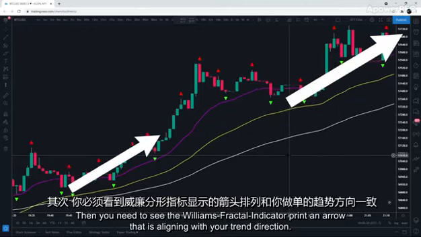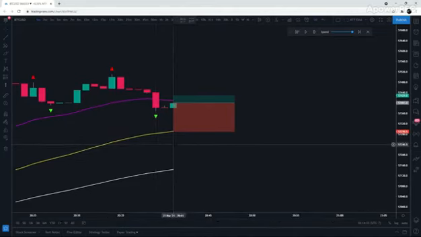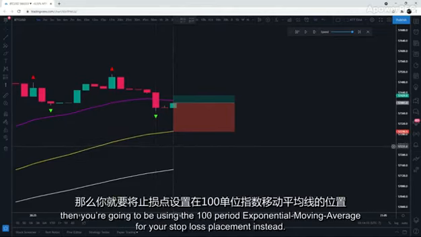If price goes below the 50-period exponential moving average, then prints a Williams fractal arrow to give you an entry signal for a long down here, then you're going to be using the 100-period exponential moving average for your stop loss placement instead. Targeting 1.5 times the risk, and we'll play it out.